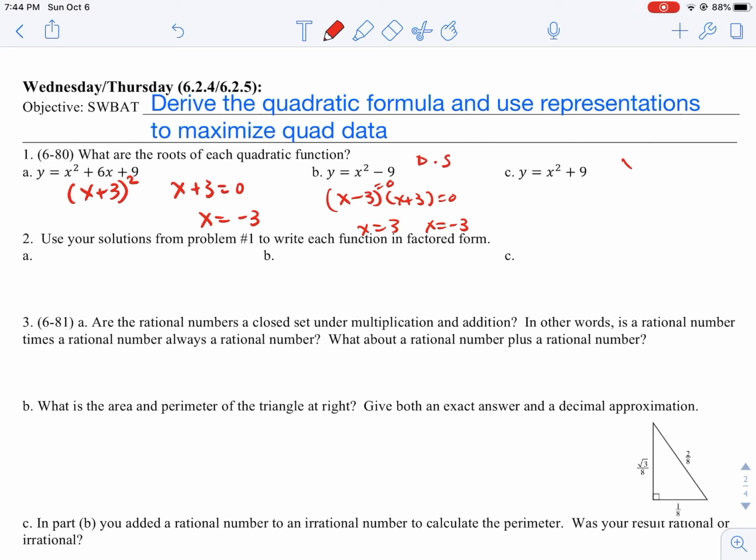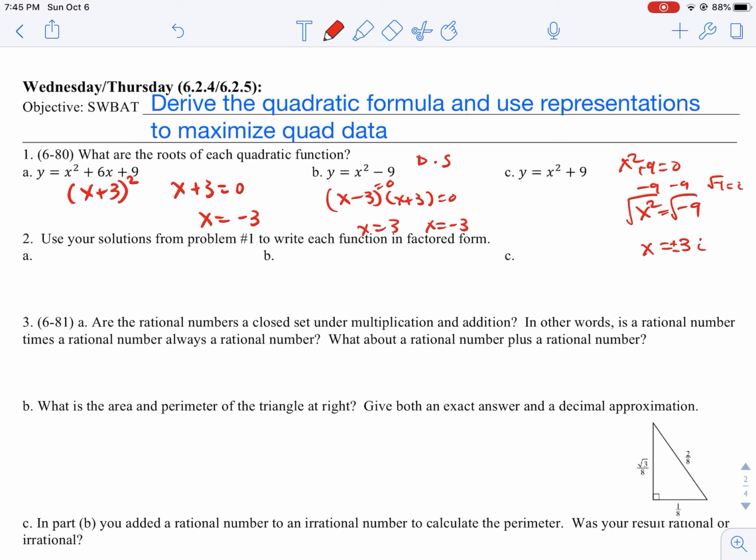So what I do is x squared plus 9 equals 0. Subtract 9, you get x squared equals negative 9. And when we take the square root, we end up getting the square root of negative 9, which you all remember is going to be equal to the square root of 9 is 3, and the square root of negative 1 is equal to i. So the answer is 3i or negative 3i.